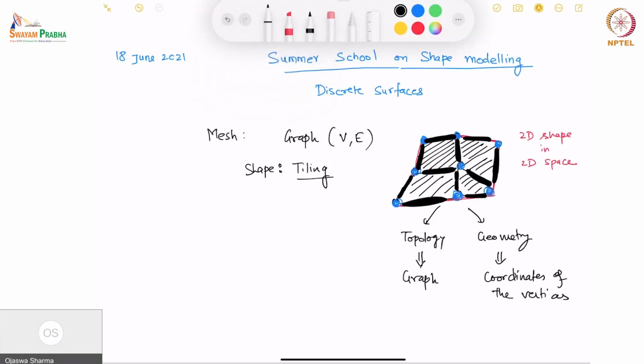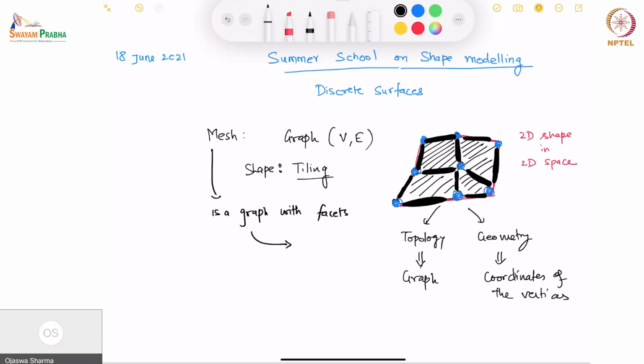Make sense, right? So it's a graph that has a lot of cycles. There are no dangling edges, no dangling vertices, and so it's never a tree. It has all cycles, and it is these cycles that form the facets. So a mesh, I can say, is a graph with facets. Facets are essentially cycles, right? So a graph with facets where you have these edges that are connected to form facets.